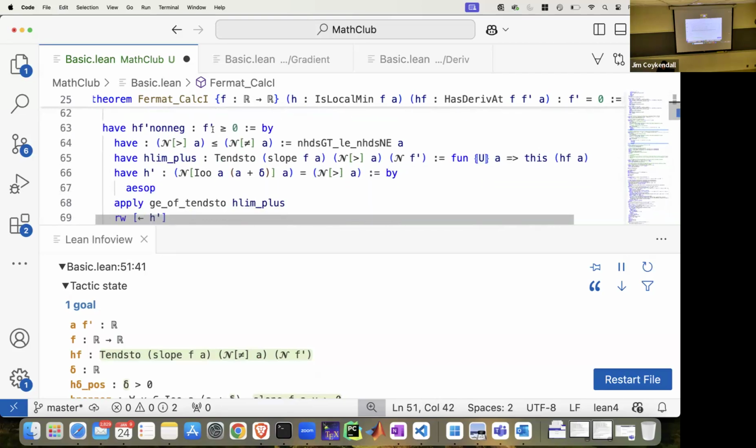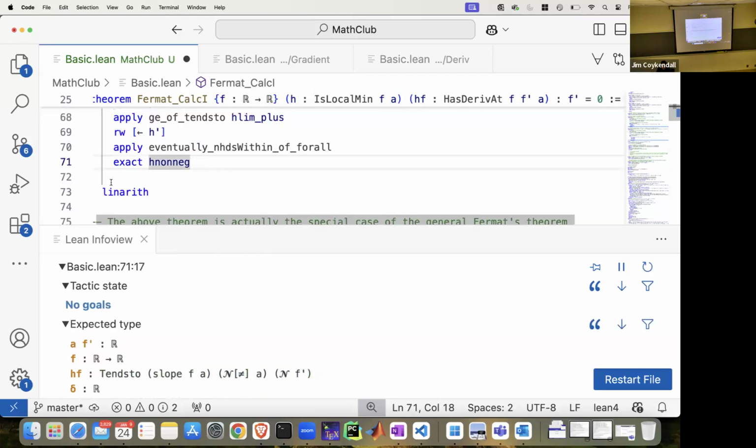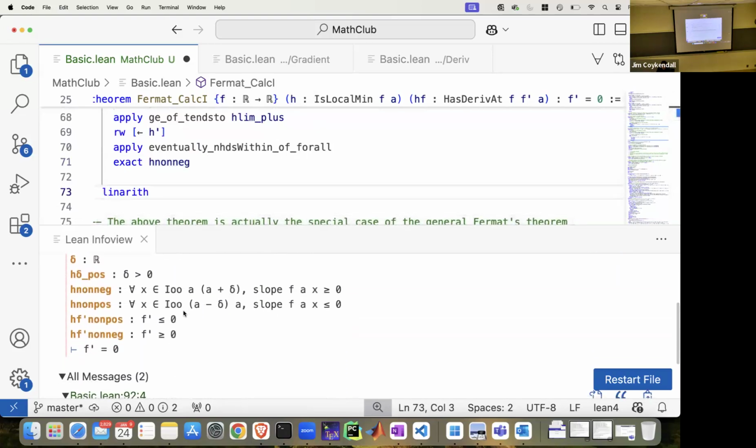After you've done this, then similarly, you can prove that the derivative is greater or equal to 0. And at this stage, I'm just going to ask Ling to do the rest of the job for me because Ling already sees that something is less or equal to 0, something is greater or equal to 0.